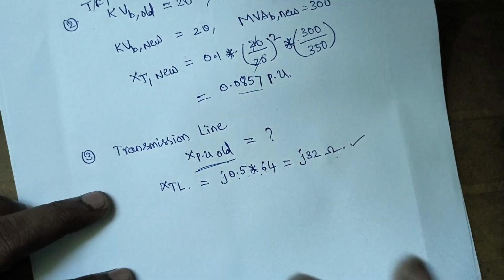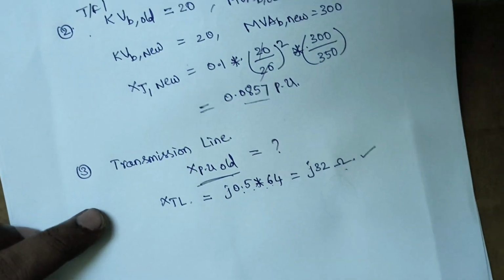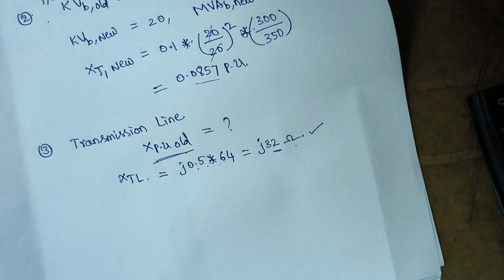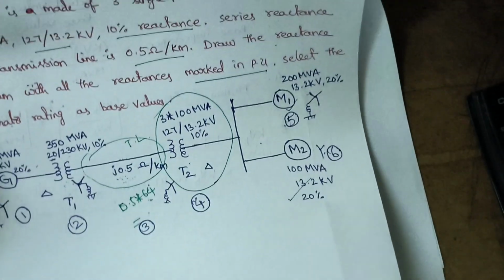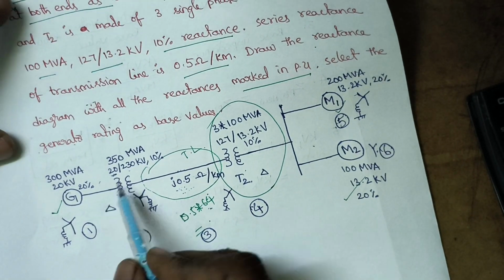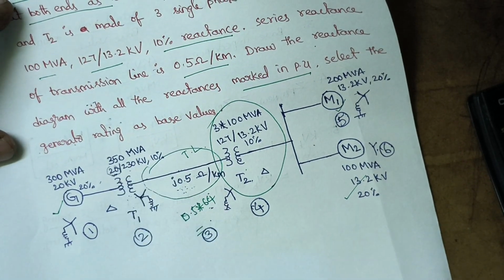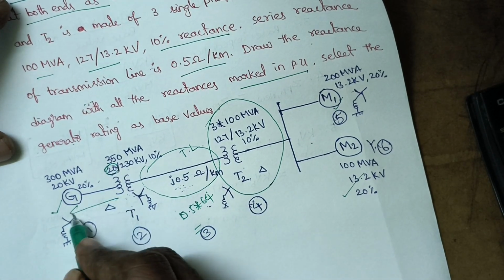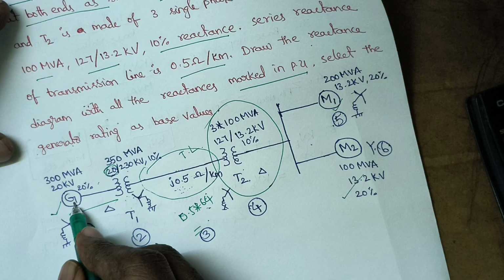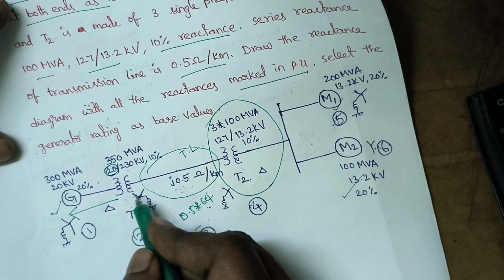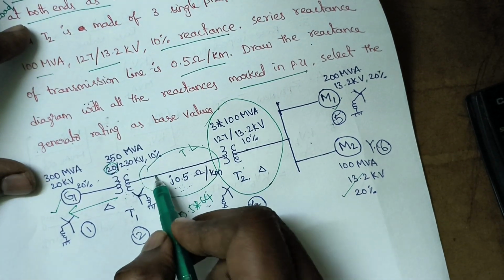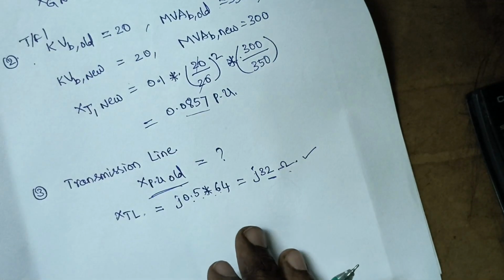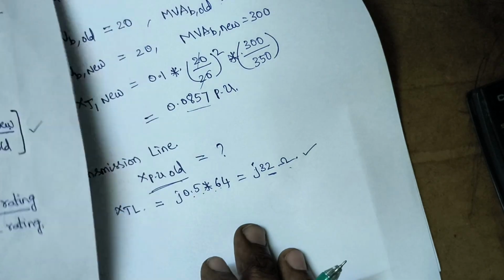I know that X per unit is equal to actual value by base value. So this is the actual value. Now what is the base value? In order to find the base value, let us see again. This base of 20 kilovolts holds till this section, from the generator to the primary winding of the transformer. But on the secondary winding, this voltage may change. How does it change? We need to use a formula.